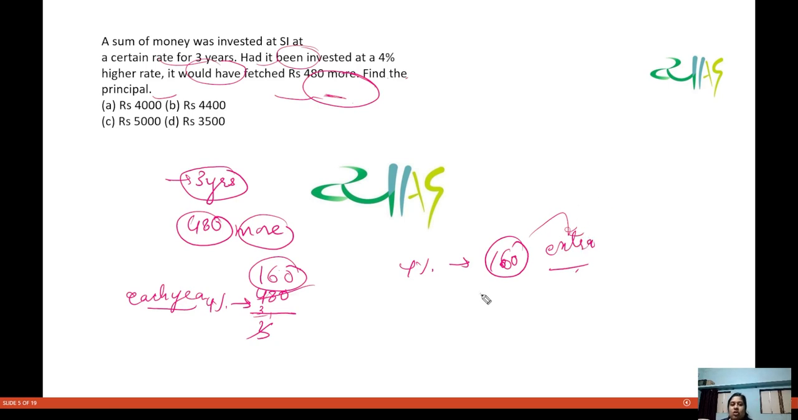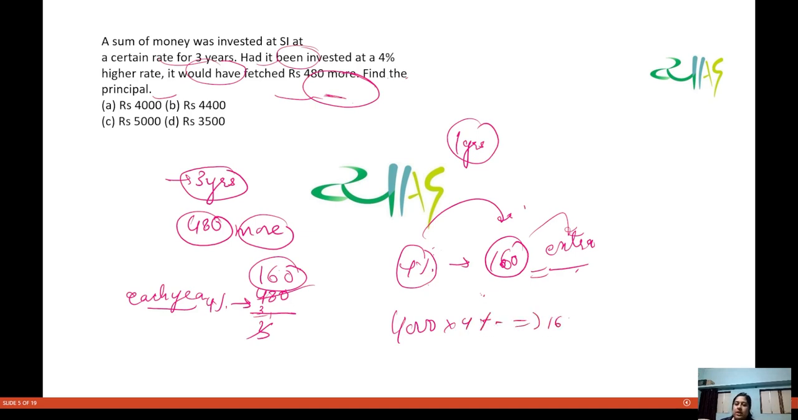So from here also I can do what? Because this 4% for 1 year is equal to 160. So what of 4% is equal to 160? So 4000 ka 4% is equal to 160. Are you getting my point? What I am trying to say? This 4000 ka 4% is equal to 160. I hope you understand this.